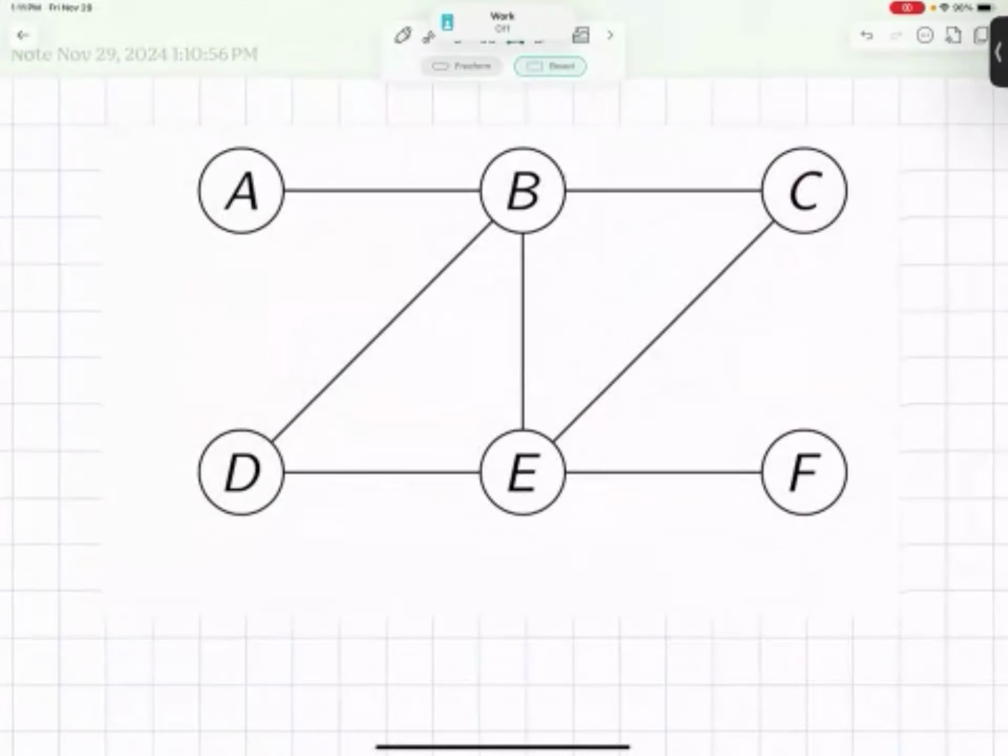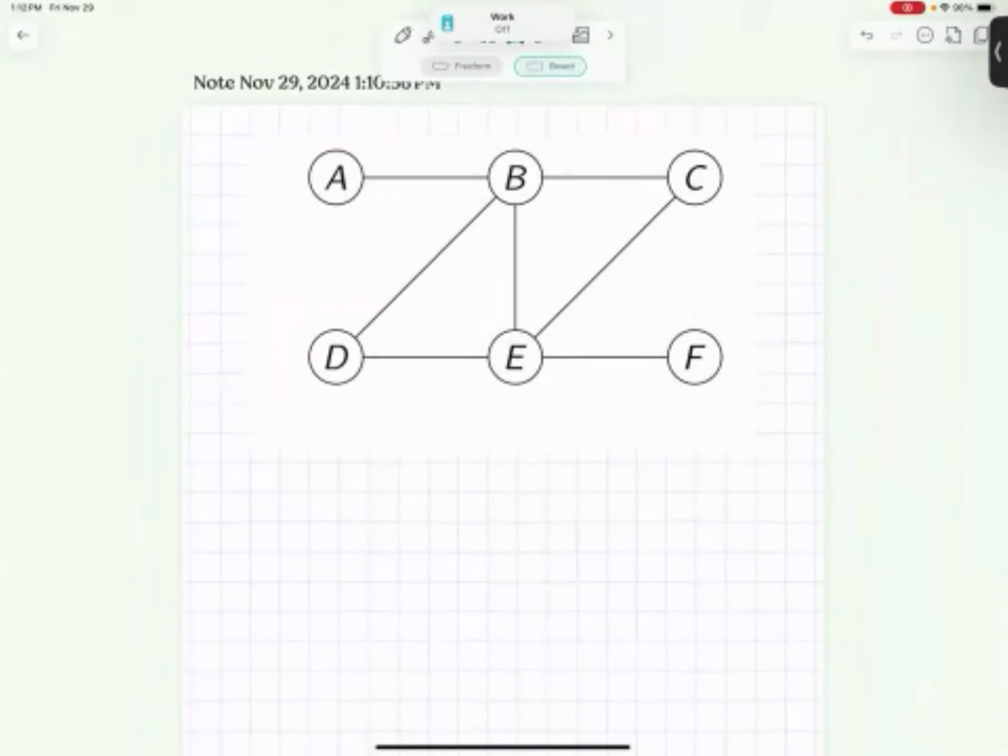Hello and welcome. We're going to discuss graph traversals. This will be probably kind of a short video, but that's okay.